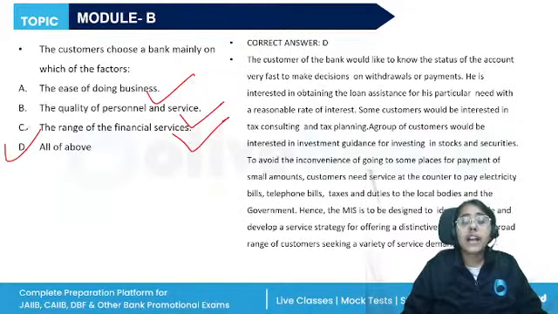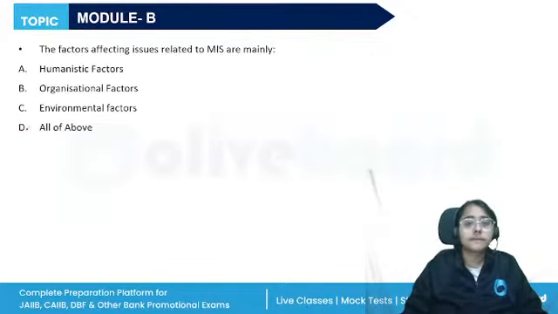The customer of the bank would like to know the status of the account. They're also interested in obtaining loan assistance, in tax consulting and tax planning. They would also want the remote delivery channels to pay electricity bills, telephone bills, taxes, and duties. All right. So the correct answer is all of the above.